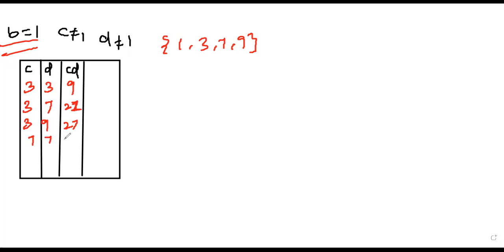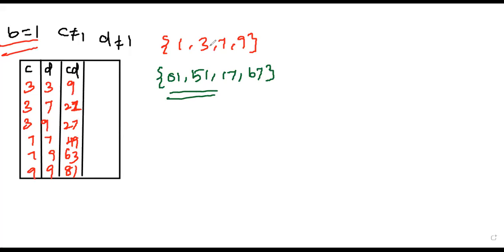What if it is 7, 7? You will have 49. What if it is 7 and 9? You will have 63. What if it is 9, 9? You will have 81. So what were the last two digits of the BCD? It was 01, 51, 17 and 67. So these are the last two digits, right? So just check, do you have anything like that? No matches, right? No matches.